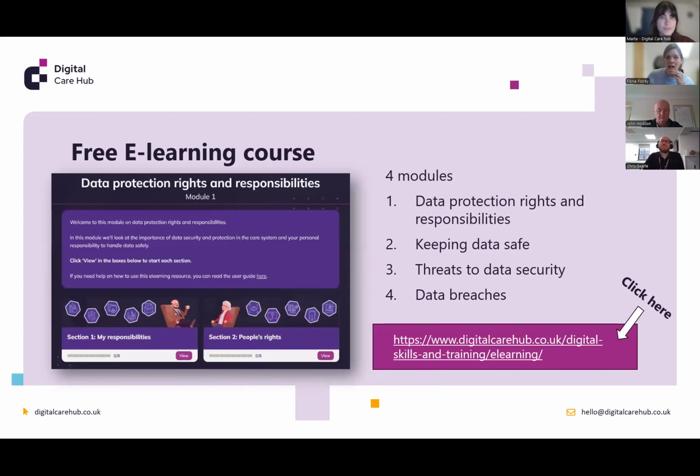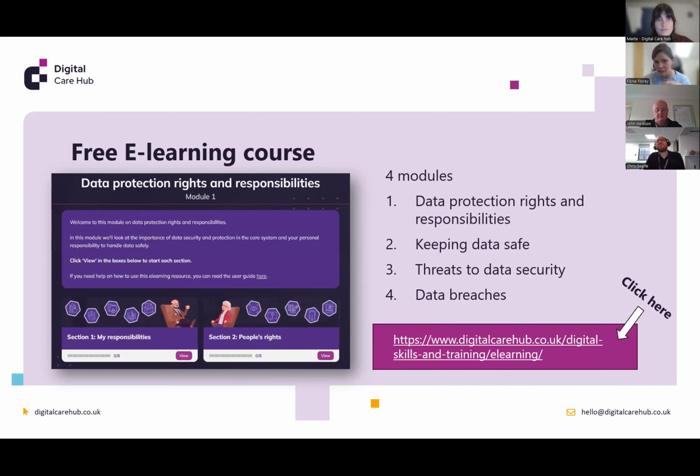Next thing. There is a free e-learning course. So again, if you think back to what John was saying, our staff are our biggest weapon. So important that they are appropriately skilled and have appropriate knowledge about information, data protection, but also the cybersecurity bit, which is becoming more and more important. We basically discovered that there wasn't really the right training out there. There were bits that covered data protection, but it didn't necessarily cover cybersecurity. And so Digital Care Hub have developed bespoke training for frontline social care workers. It covers everything they need to know about data protection and cybersecurity. It's free. It's absolutely brilliant.